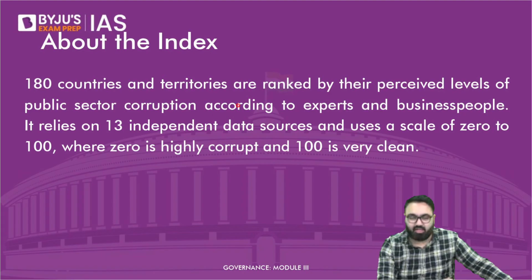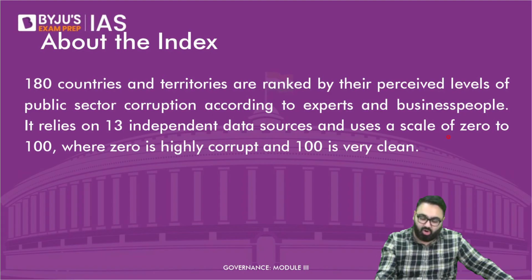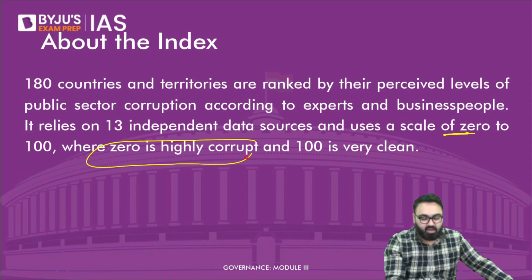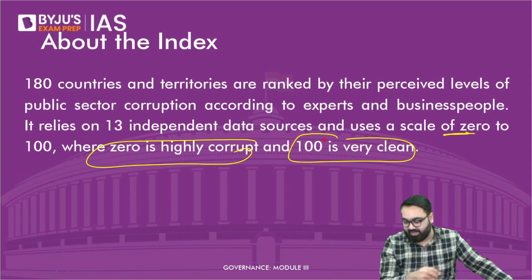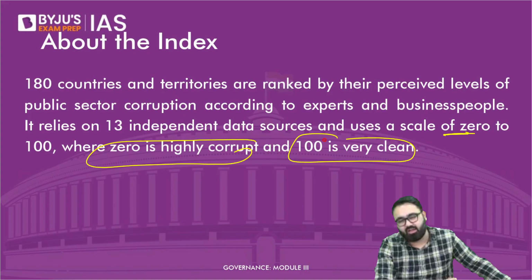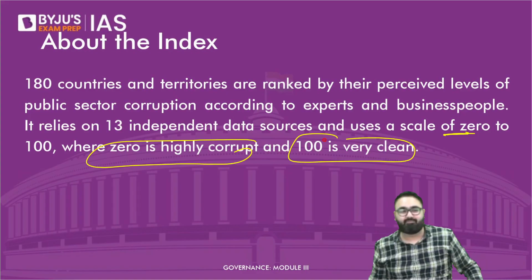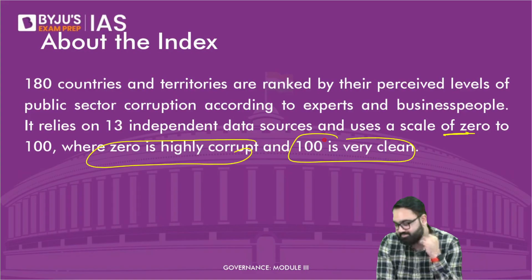When you get a score of 0, that means you are highly corrupt. 100 means you are very clean as a country. 100 means very clean, 0 highly corrupt. Now, don't Google it. Tell me, lump sum, what is India's score? What do you think is India's score? Don't Google. India's score, what do you think?